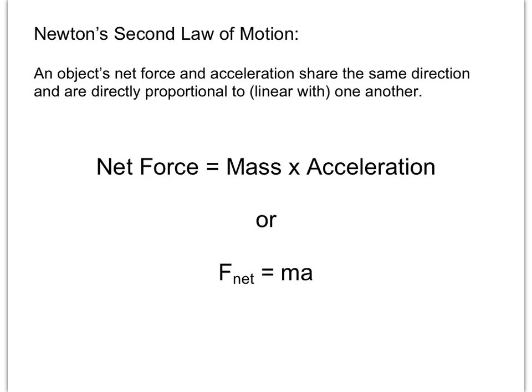So here we have Newton's second law of motion, which states an object's net force and acceleration share the same direction and are directly proportional to, or linear with, one another. So the net force is equal to the mass times the acceleration. All we do is we get that from y equals mx plus b. And it turns out that if there's no net force, then there's no acceleration, so there really isn't a b there. Okay, and we have our net force equation, which is the net force is equal to ma.